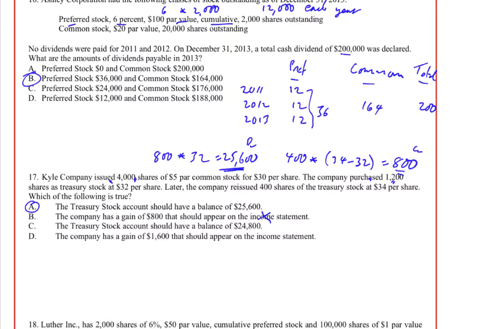And then, so it's not that. The company has a gain of 1,600. Oh, it doesn't have a gain of 1,600, and it certainly doesn't appear in the income statement. And so the only answer is indeed A.